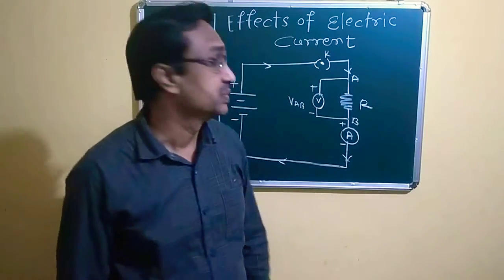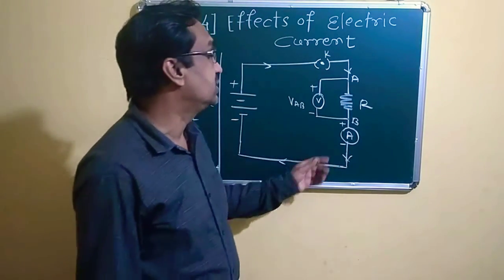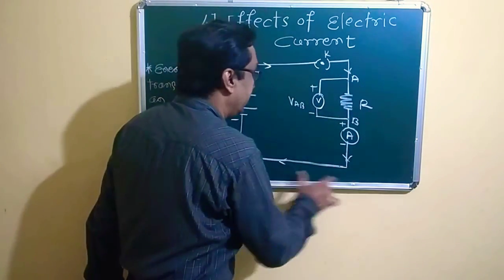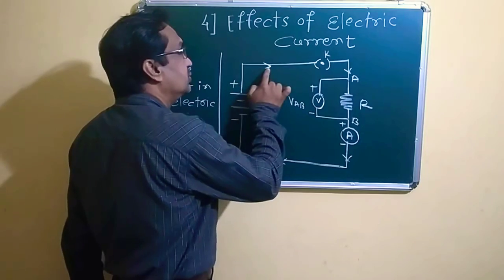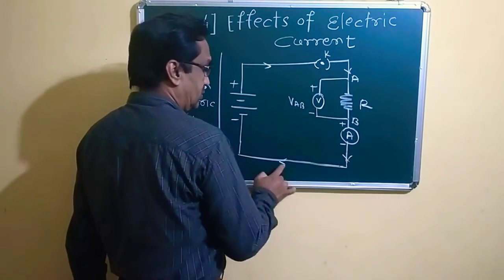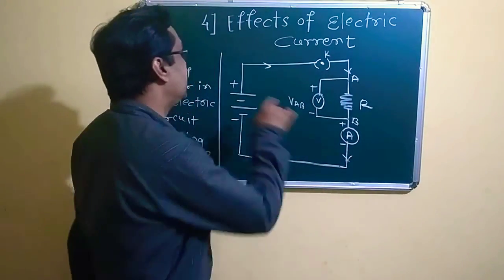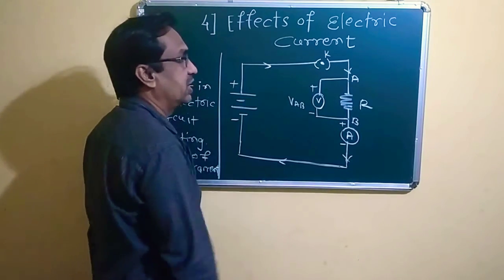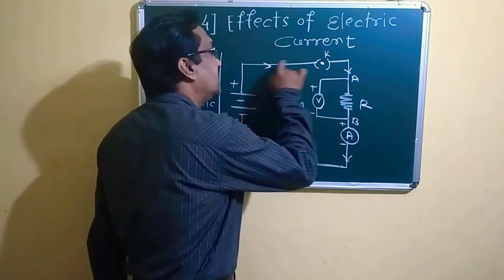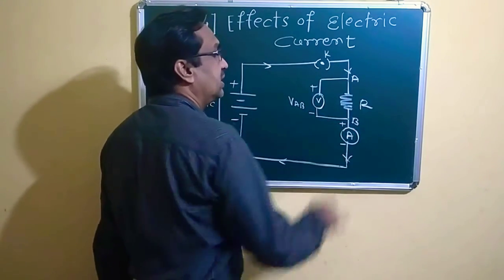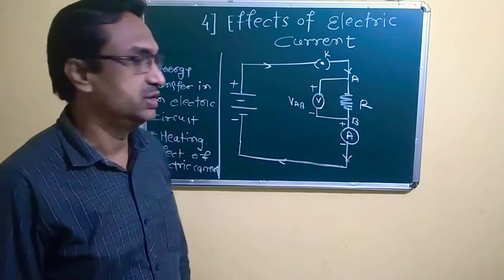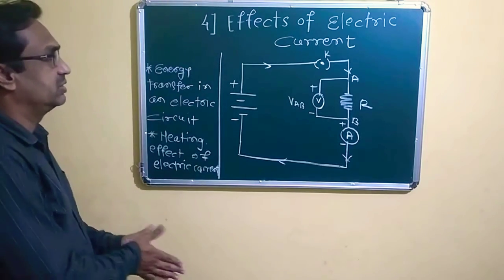A milliammeter is used to measure how much current is flowing in the circuit. The direction of flow is from positive to negative. This is the positive terminal, that means a high voltage point, and this is the negative terminal, that means a low voltage point. So we have to carry out this experiment.